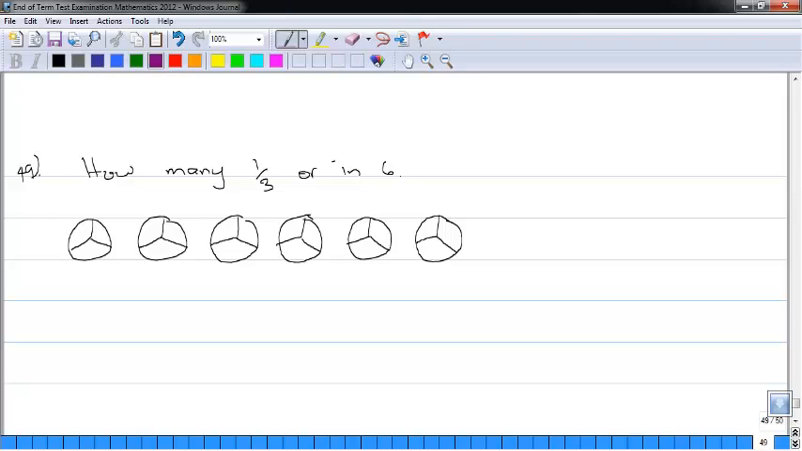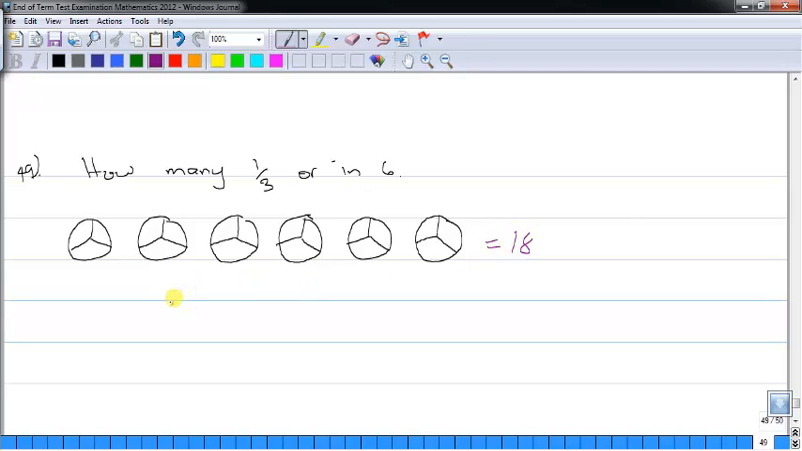Number 49. How many 1/3 are there in 6 wholes? Now 6 whole things are shown here in the form of some circles divided roughly into thirds. So all I would need to do now is to count the total number of thirds in 6 things. So we have 1, 2, 3, 4, 5, 6, 7, 8, 9, 10, 11, 12, 13, 14, 15, 16, 17, 18. So my answer for 49 would be 18.